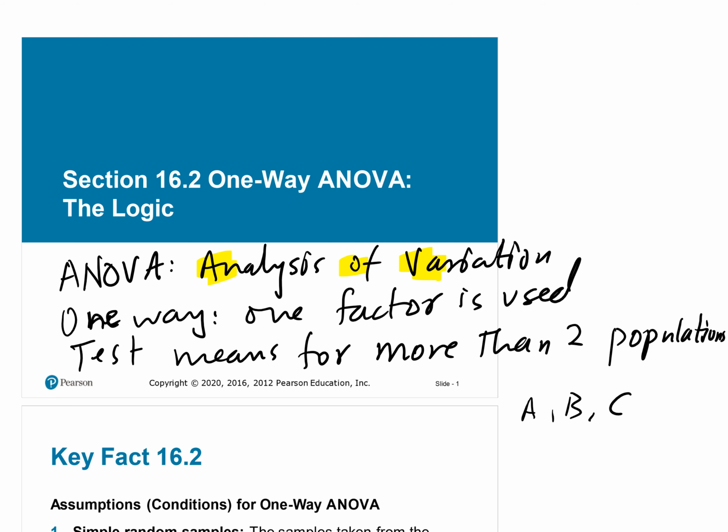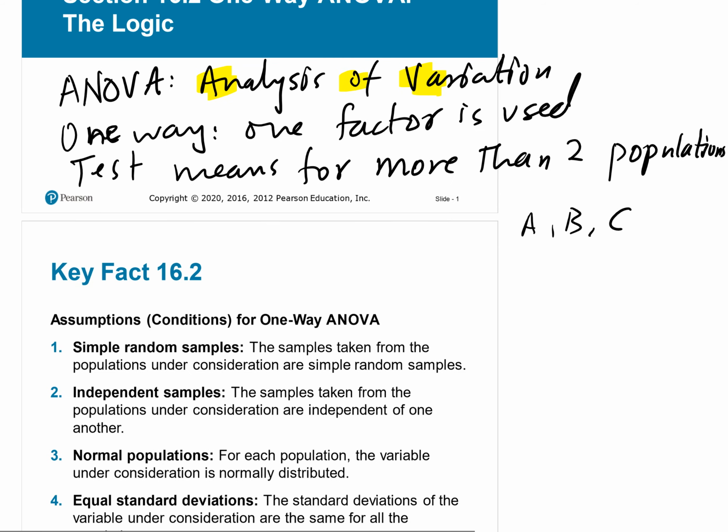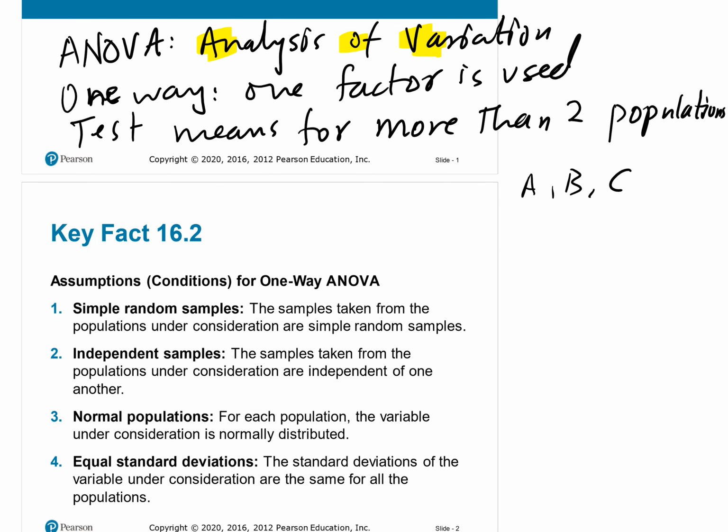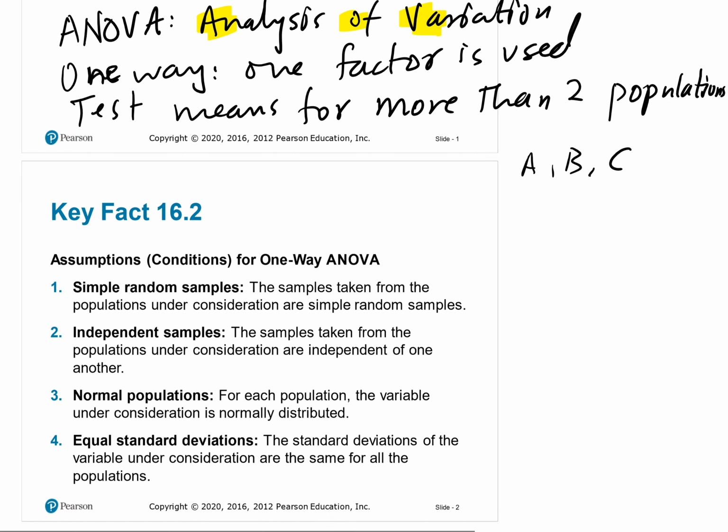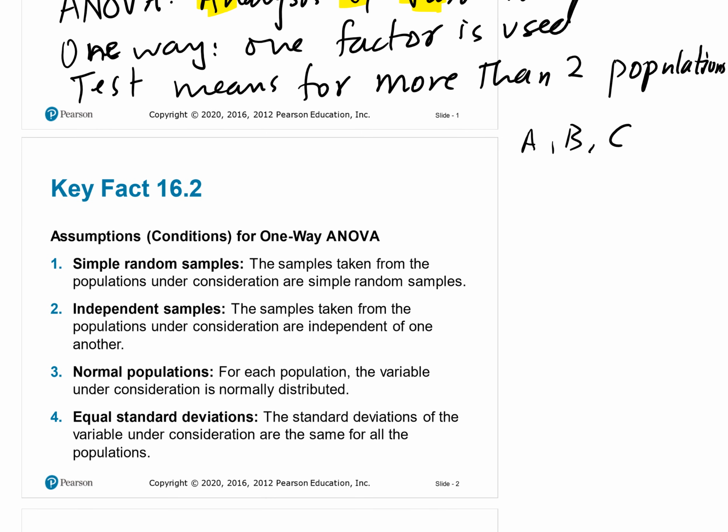To do so, we need to make sure that certain conditions are met before we actually use the one-way ANOVA. There are four of them, as you can see on the screen. First, the samples taken from the populations have to be simple random samples. They are independent samples, and the distribution should be normal for the populations where the samples are taken from, and also the populations must have equal standard deviations. Like 99% of the time, we assume these conditions are met.